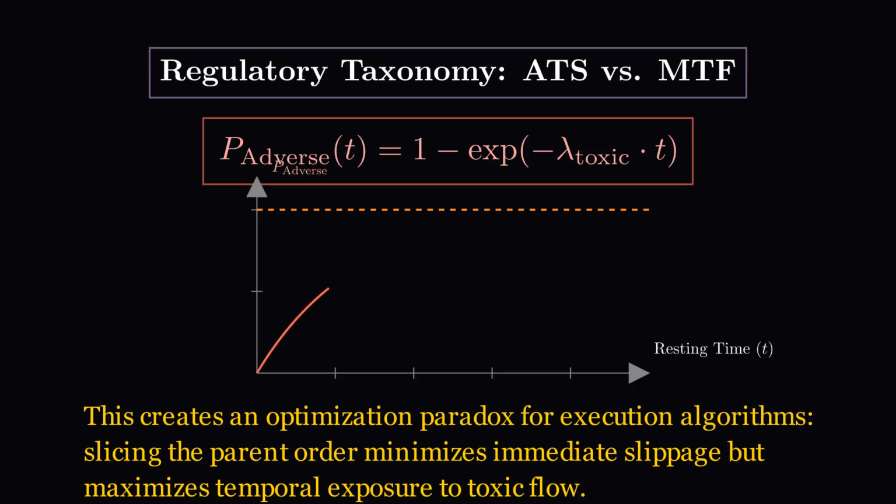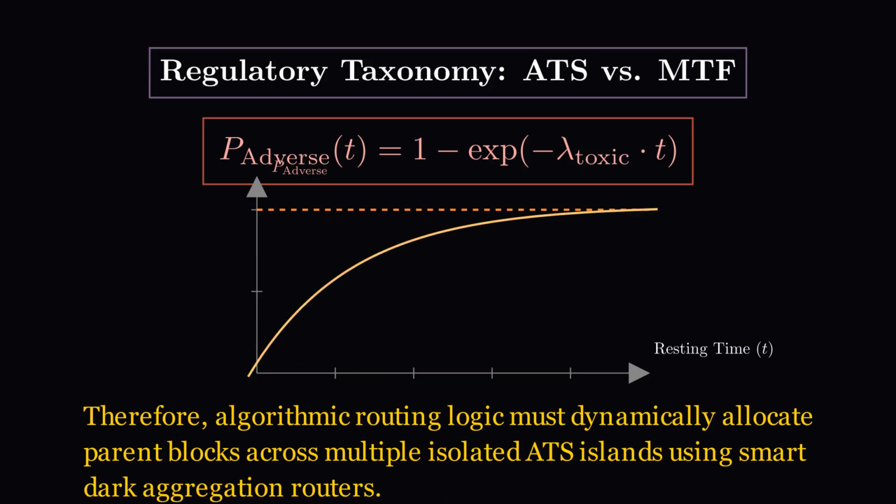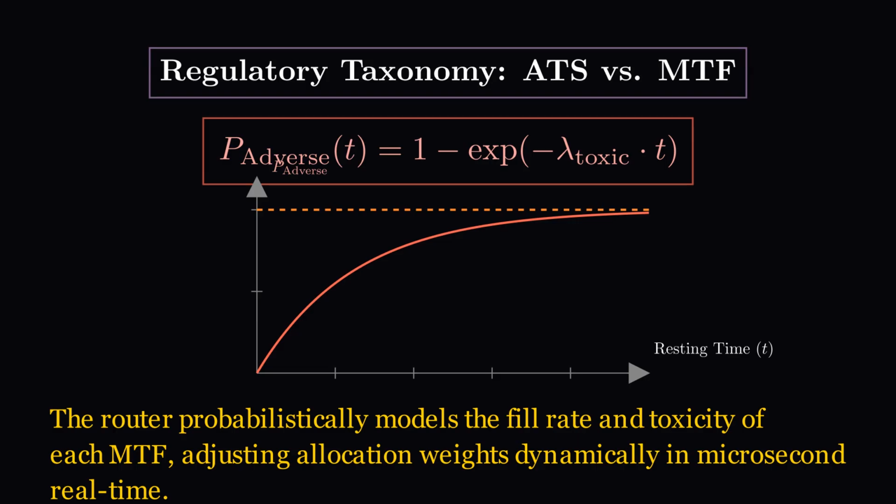This creates an optimization paradox for execution algorithms. Slicing the parent order minimizes immediate slippage but maximizes temporal exposure to toxic flow. Therefore, algorithmic routing logic must dynamically allocate parent blocks across multiple isolated ATS islands using smart dark aggregation routers. The router probabilistically models the fill rate and toxicity of each MTF, adjusting allocation weights dynamically in microsecond real-time.